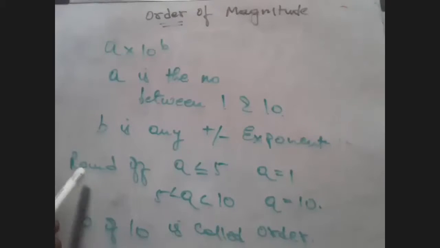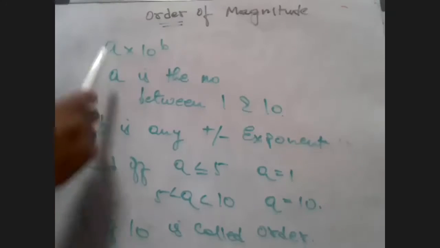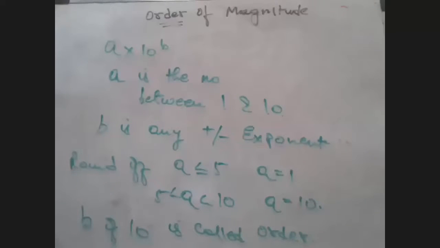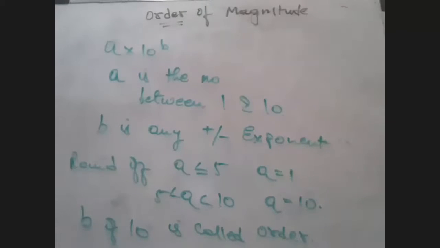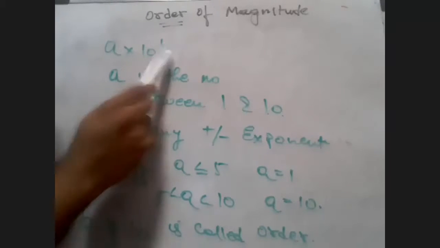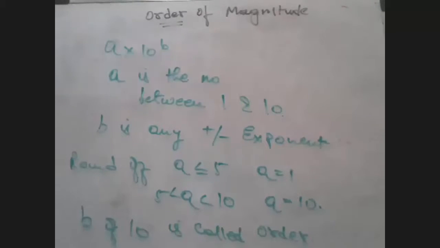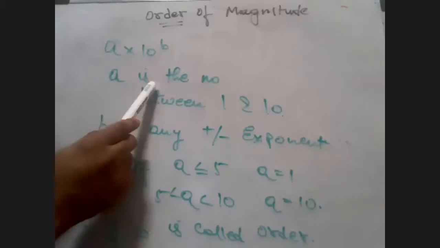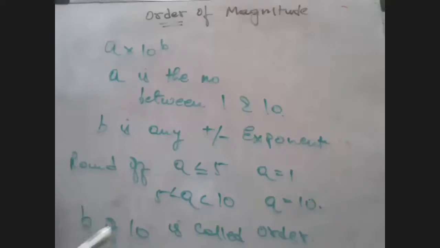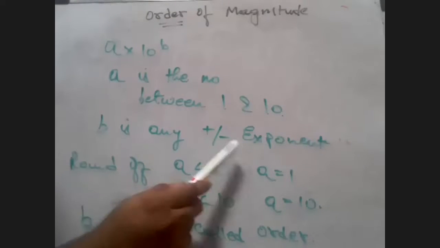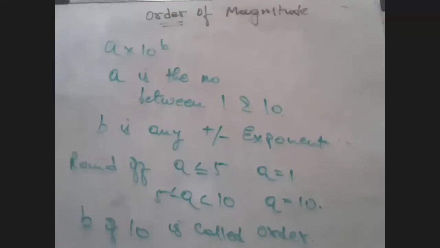Okay, see, look here, I am saying that a into 10 raised to b is the form of a number. Okay, and if I have to find out the order of magnitude, I will try to find out that exponent here, that b, that is my order of magnitude. Now I am telling you that a can be any number between 1 and 10, and this b can be any positive or negative exponent. Okay, so what you have to do, students, now you have to round off.